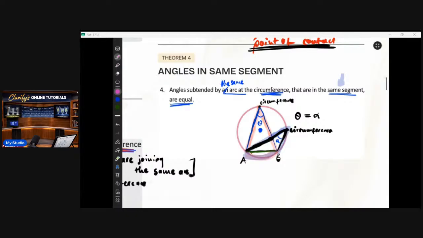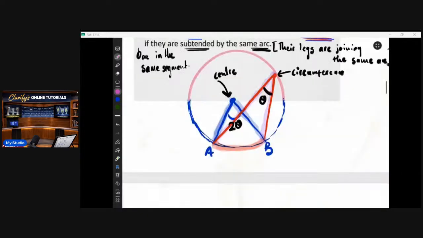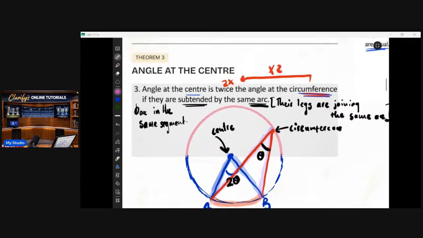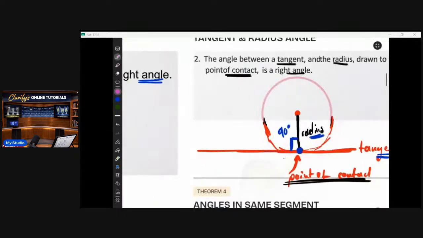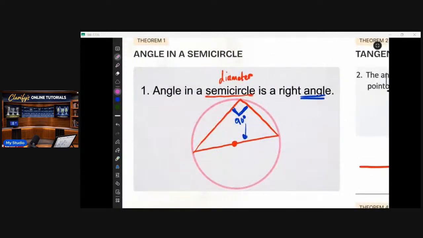This one is the angles made by the same arc. If they are in the same segment, then they will be equal. So these angles are made by the same arc. They are both at the circumference and in the same segment, so they will be equal. Here, the angle at the center is twice the angle at the circumference. If they are made by the same arc, you double. Then we have the last two. Angle between radius and tangent is 90 degrees. And angle made by a diameter is 90 degrees.